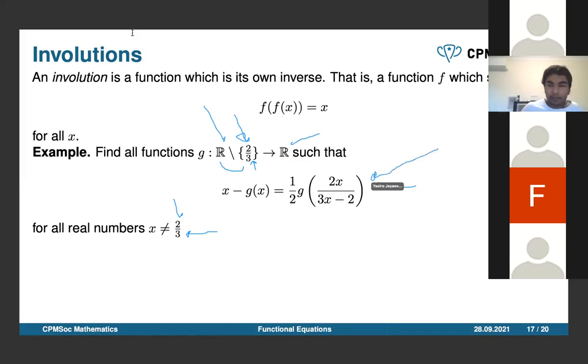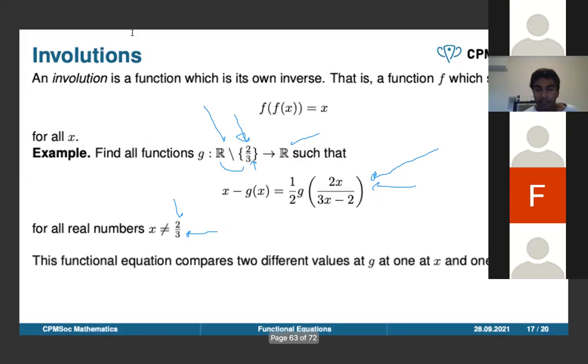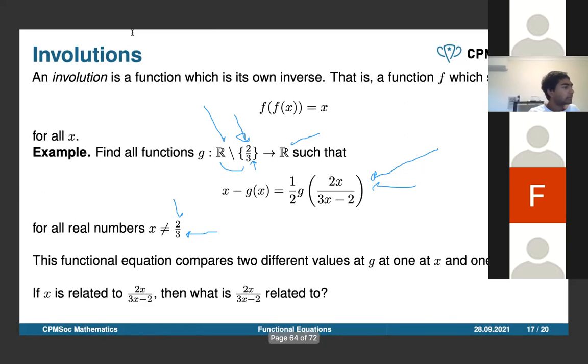So have a look at how involutions play into this functional equation. You're evaluating here two different values: we have x and we also have 2x/(3x − 2). So x must be related in some way to this 2x/(3x − 2) expression. The question is, can we do something with 2x/(3x − 2)?